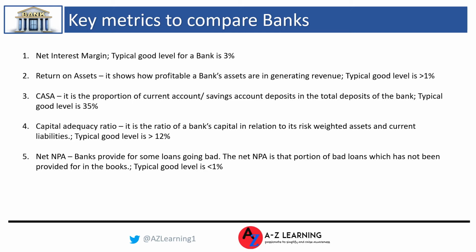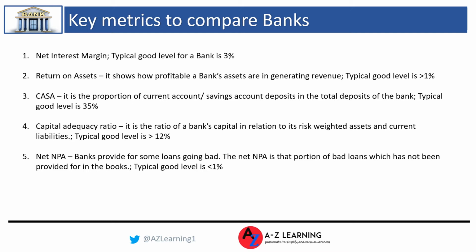So these 5 metrics are, first one, net interest margin. What is net interest margin? This is basically the difference between the interest that banks earn and pay. As you know, when you deposit your money with the bank, you get interest as a customer, and that is the kind of interest that the bank pays.